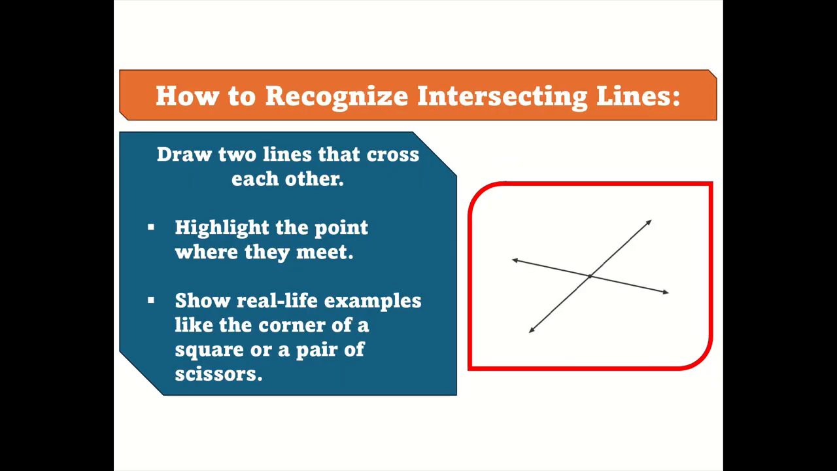How to recognize intersecting lines? Draw two lines that cross each other. Highlight the point where they meet. Show real-life examples like the corner of a square or a pair of scissors.